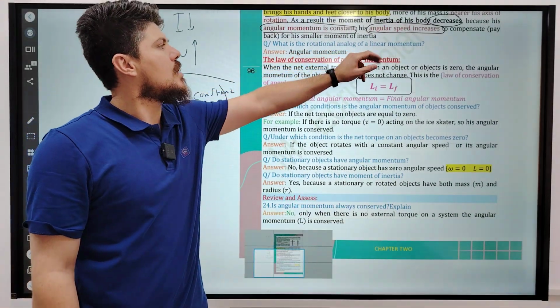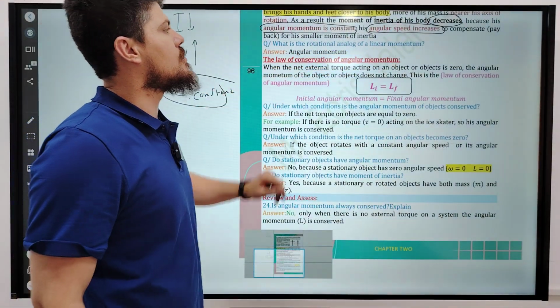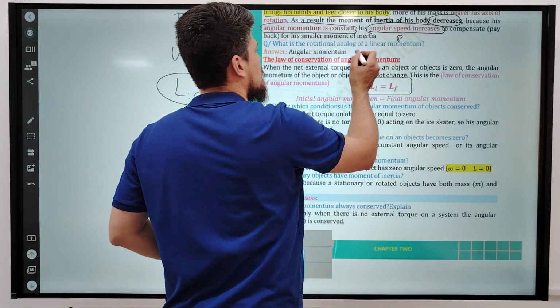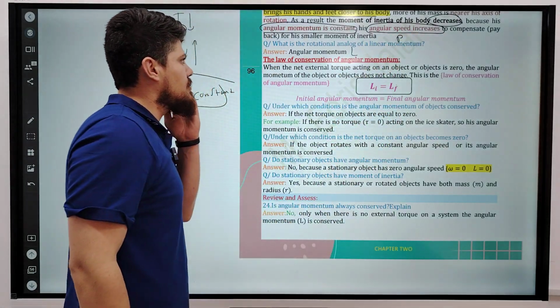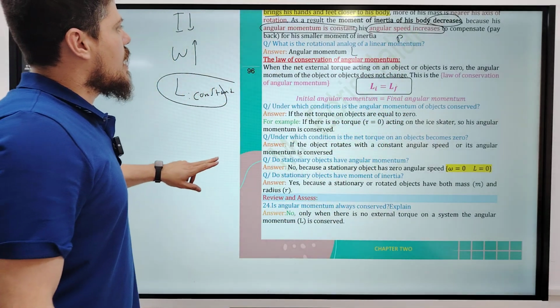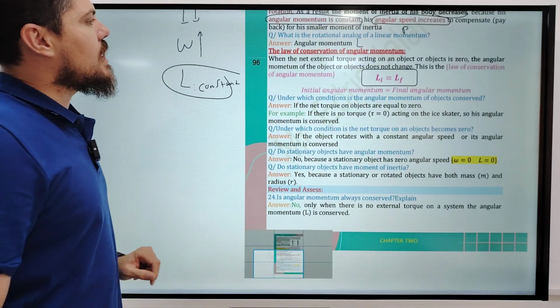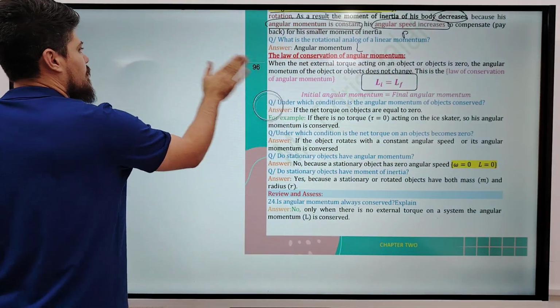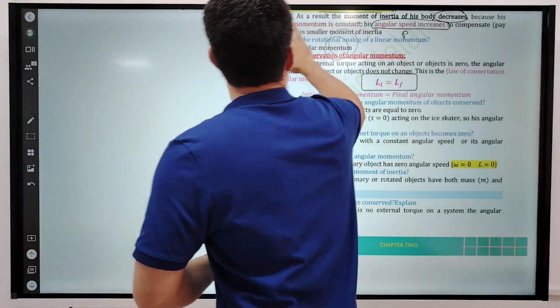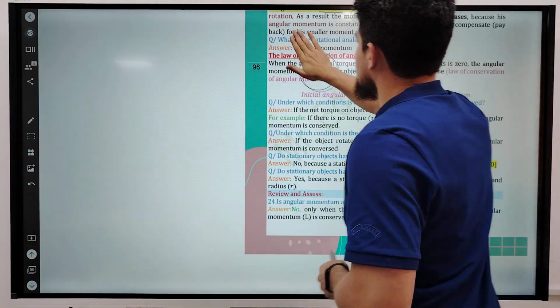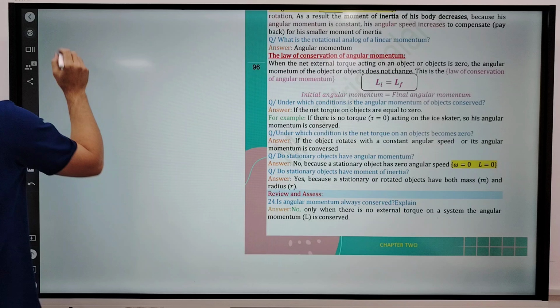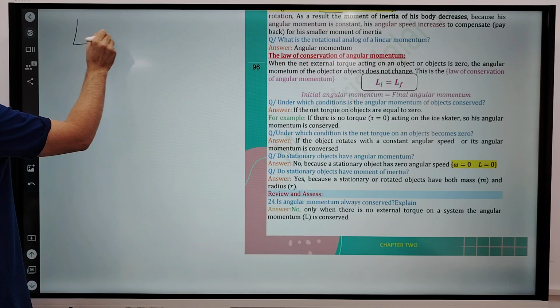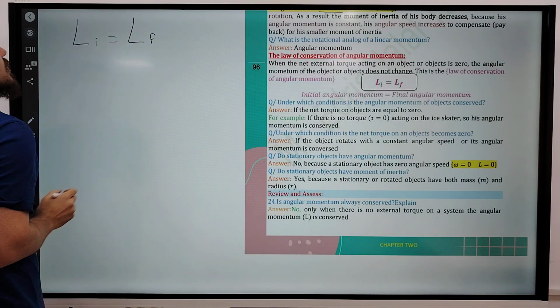What is the rotational analog of linear momentum? It is angular momentum. Linear momentum is represented by P, but angular momentum is L. Now, the law of conservation of angular momentum. What is the law of conservation of angular momentum? What do you mean by the conservation of angular momentum, such as for the ice skater? It means that L initial is equal to L final.